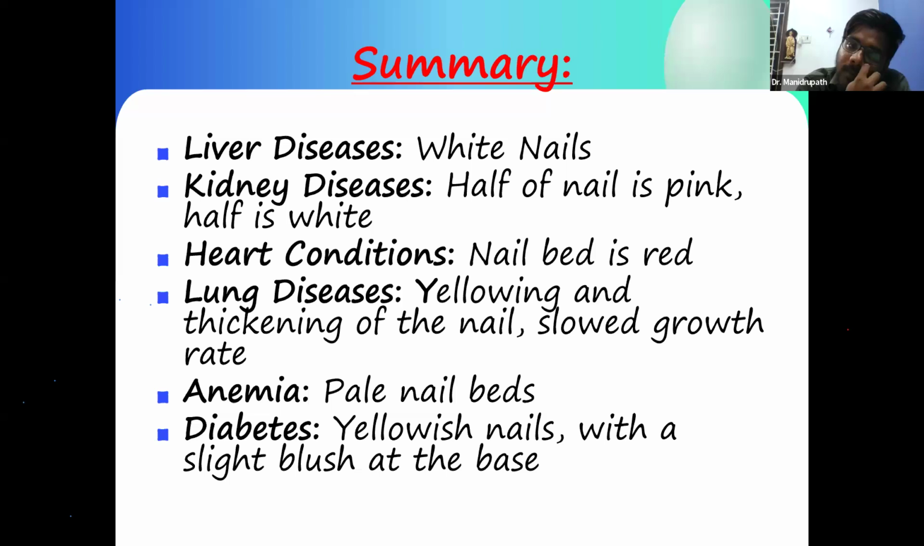Now at the end, the summary. Liver diseases, take this as a screenshot. Liver diseases, white nails are an indication. Kidney diseases, half of the nail is pink and half is white. Heart conditions, nail bed is red. Lung diseases, yellow discoloration of nails. Anemia, pale nail beds you can see. Diabetes, with a lot of yellow nails with slight bluish at the base.